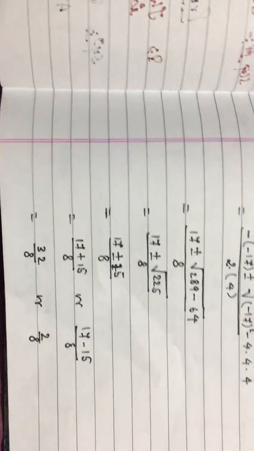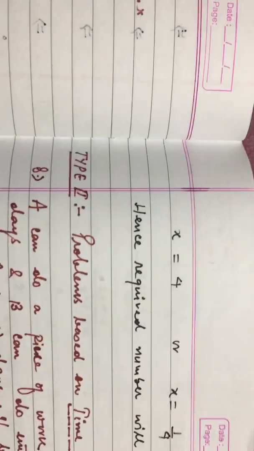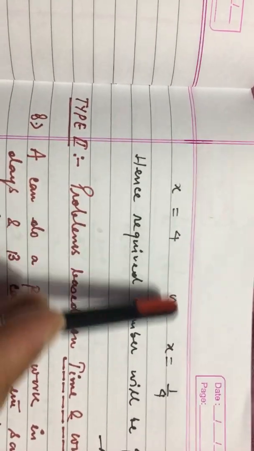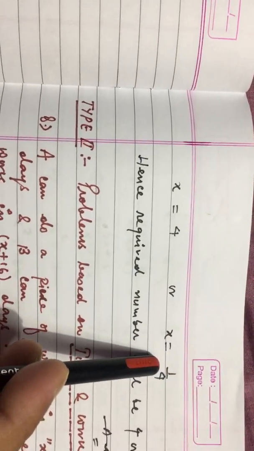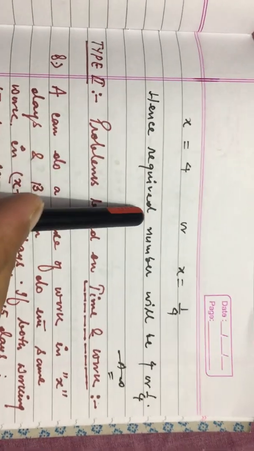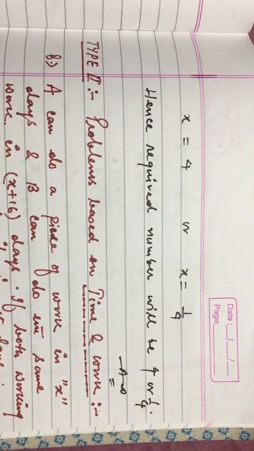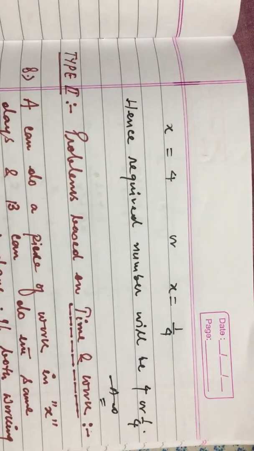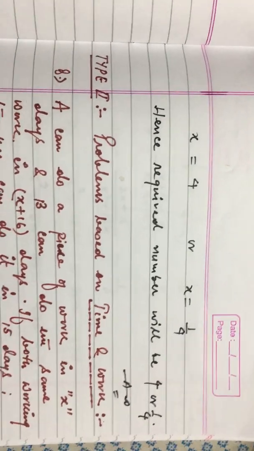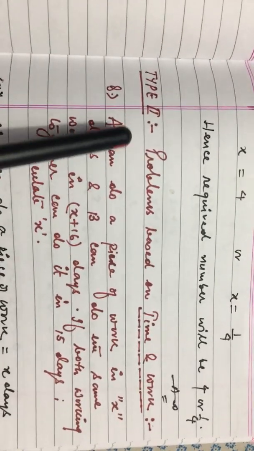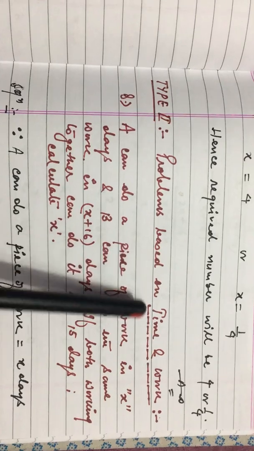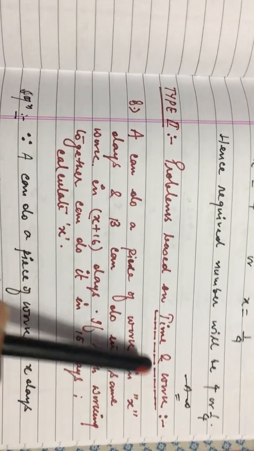Now cancel 32 by 8, that is 4, and 2 by 8: 2 ones are 2 and 2 fours are 8, that is 1 by 4. Hence the required number will be 4 or 1 by 4. Now see the second type, which is based on time and work.